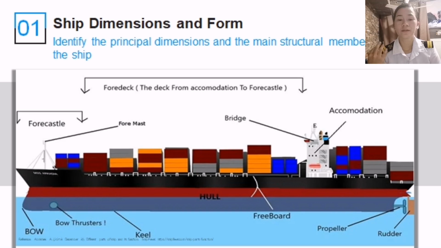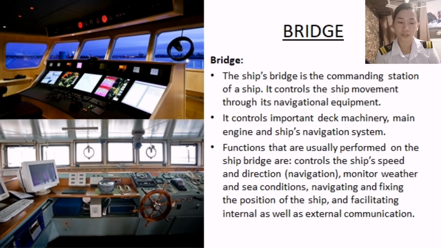We will discuss them one by one so that we will know the functions and definitions of these parts of the ship. The very first part is the bridge. The ship's bridge is the commanding station of a ship. It controls the ship movement through its navigational equipment.